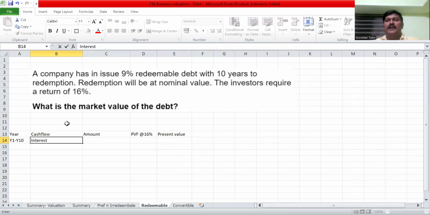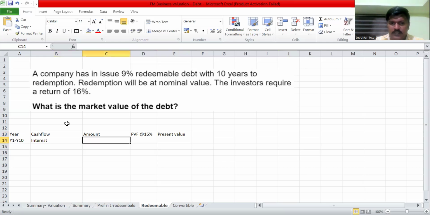While calculating the market value of the debt, there is no need to deduct any tax; 1 minus t is not applicable here. You can take the interest directly. Normally one debt would be $100 nominal value, and you will be paying a coupon rate of 9%, so 100 into 9%.